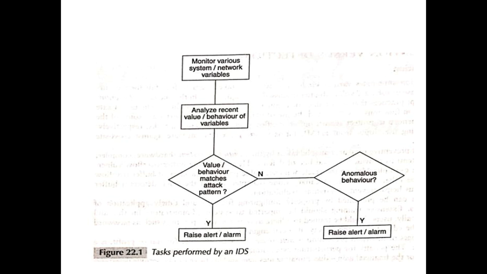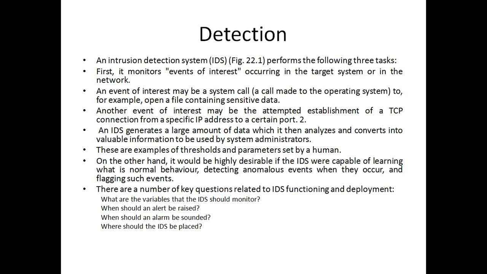So first we'll see that figure. So now this is exactly the task performed by that intrusion detection system. So first it monitors the various system or network variables. The first task it does, it monitors events of interest occurring in the target system or in the network. An event of interest may be a system call, nothing but a call made to the operating system, for example, opening a file containing sensitive data, or it may be an attempted establishment of a TCP connection from a specific IP address to a certain port.